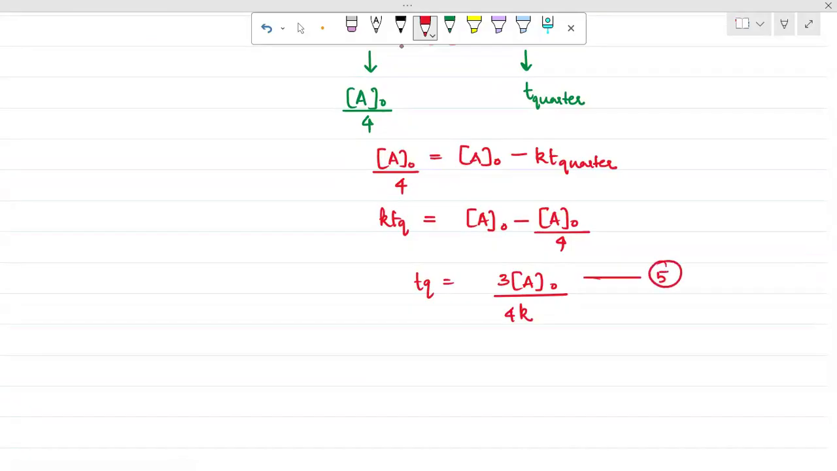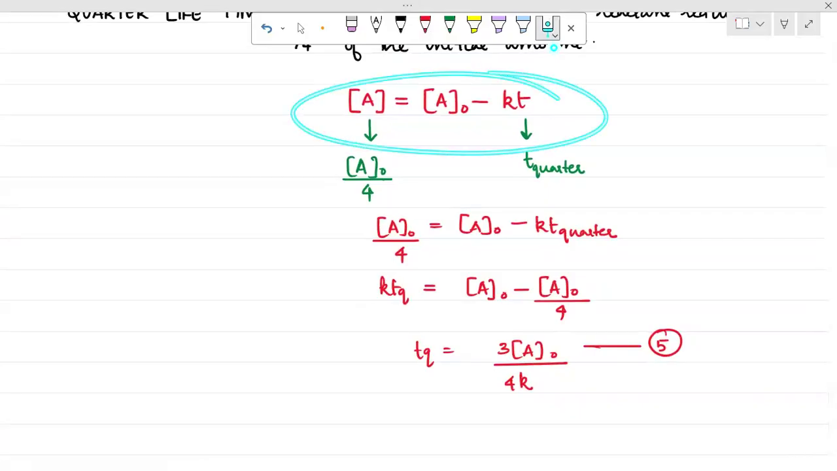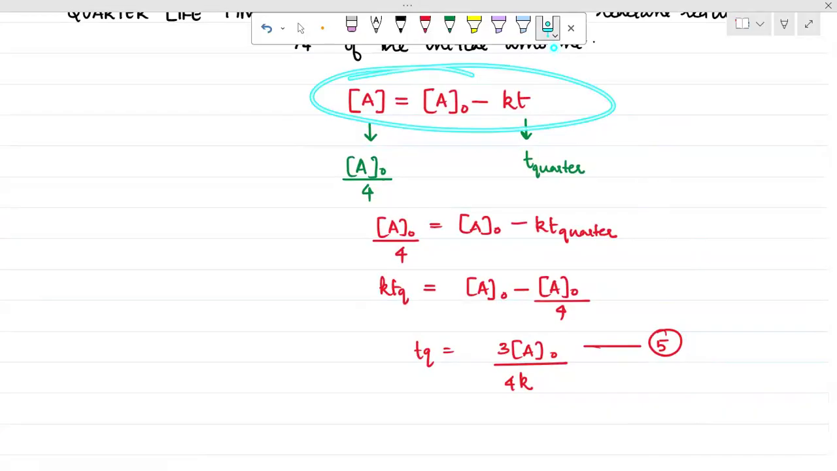Do not mug up the equation for quarter life and all. You need to know the integrated rate equation and then you can derive. It takes only 10 seconds to derive and that's fine. If you mug up a lot, if you learn by heart a lot, you will end up making mistakes. So no need to do that. Learn this and then you can derive.